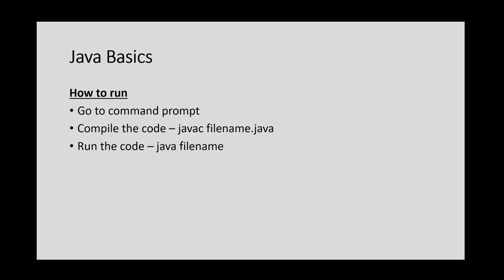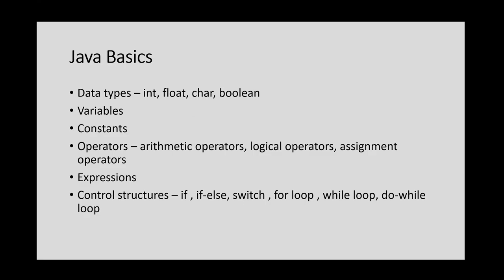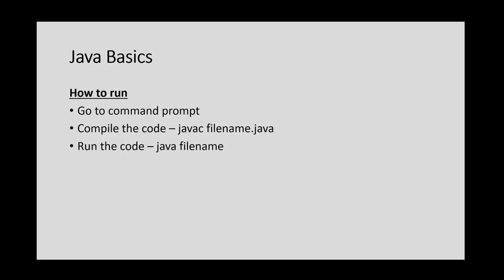So javac filename.java, and java filename, sorry, here .java is not needed, because when you compile the code, one class file will be generated. To run the code, you will be using that class file. Okay, so java filename, the class file, or we call it the bytecode.